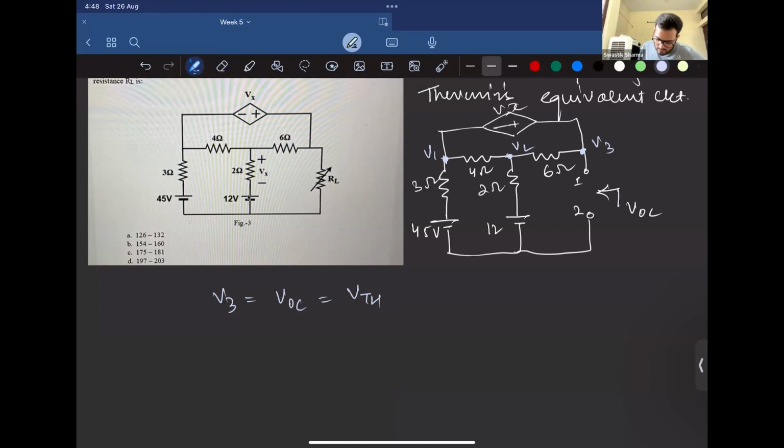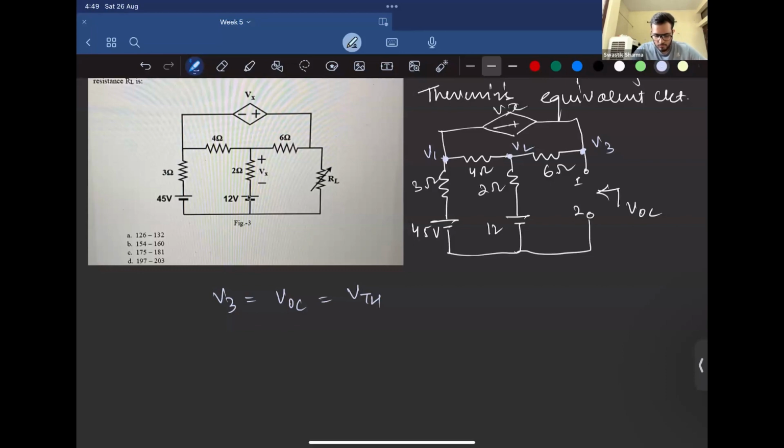So what would it be? Can you tell me, between V1 and V3 there is this voltage source connected, Vx. So how can we write the equations for it? Can anyone tell me quickly? Instead of me speaking, it's better if you speak. No? Okay.